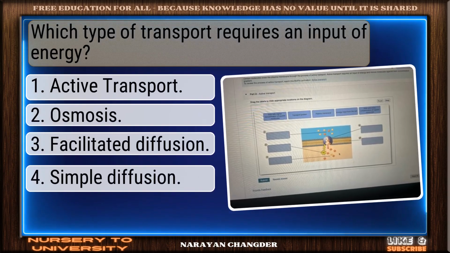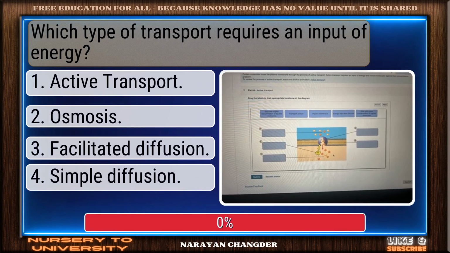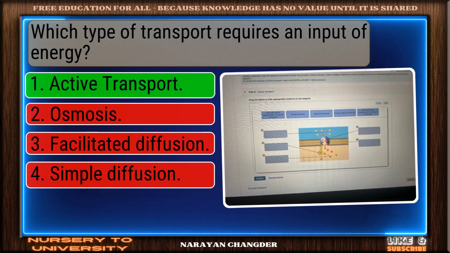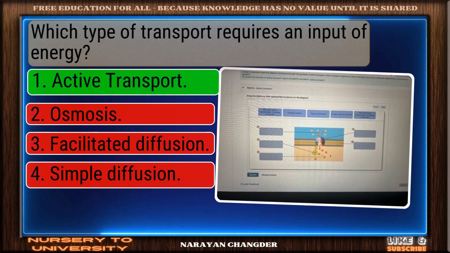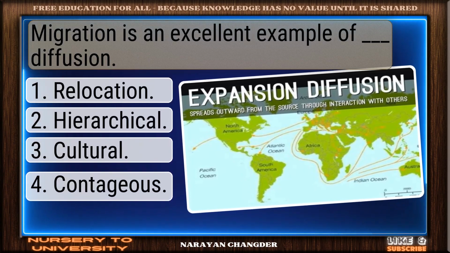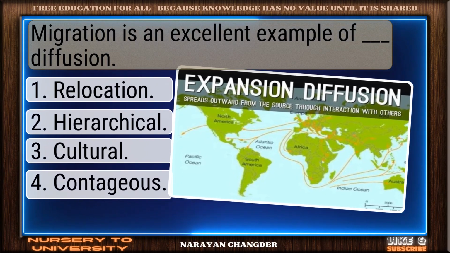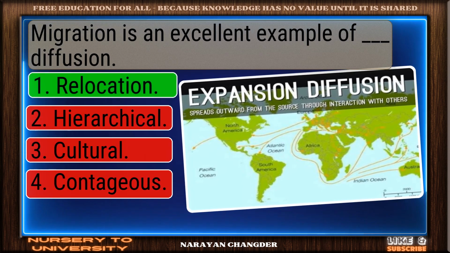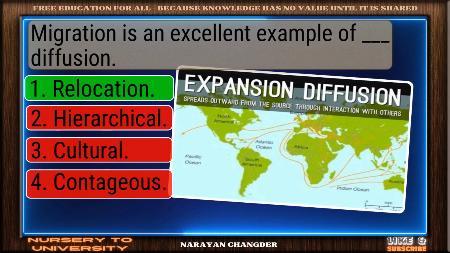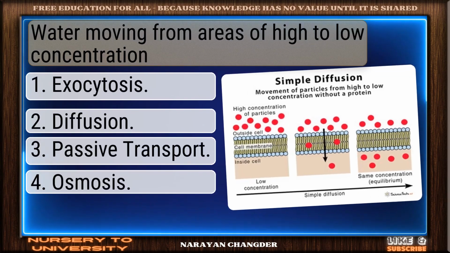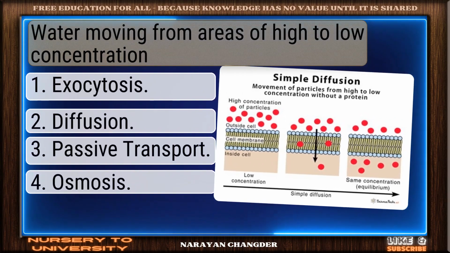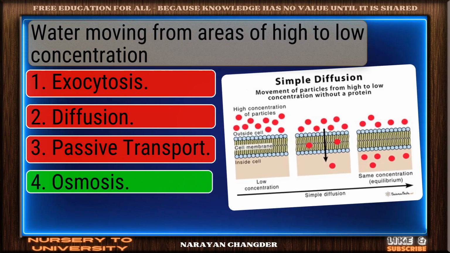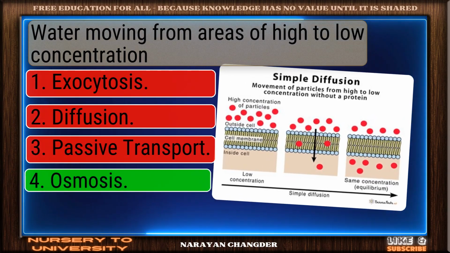Which type of transport requires an input of energy? Excellent. Active transport is a brilliant choice. Migration is an excellent example of dash diffusion. Great thinking. Relocation is the right choice. Water moving from areas of high to low concentration. Correct response. Osmosis is the most accurate answer.